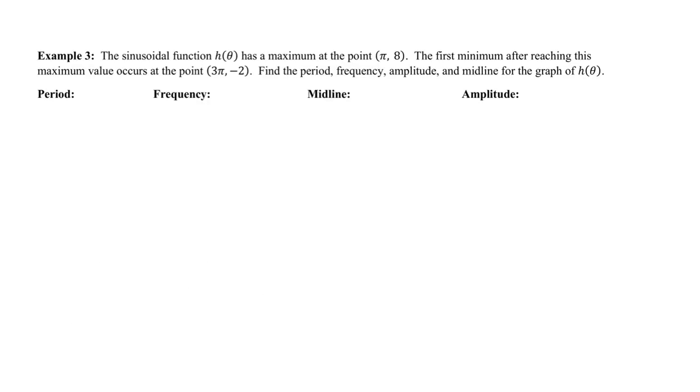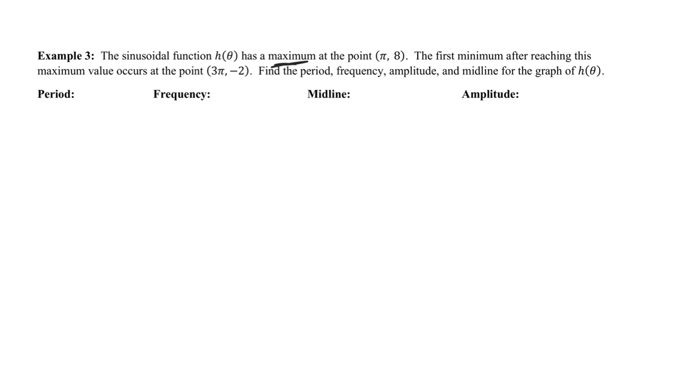Example 3 here is a word problem, right? They don't give us a graph, they don't give us a chart, and remember that's one of the 3 things that we're going to have to be able to do: look at a graph and solve, look at a chart and solve, look at a word problem and solve. So let's read this. A sinusoidal function h of theta has a maximum, so that's a keyword, maximum at the point pi comma 8. The first minimum after reaching this maximum value occurs at 3 pi, -2. Find the period, the frequency, the amplitude, and the midline for the graph.